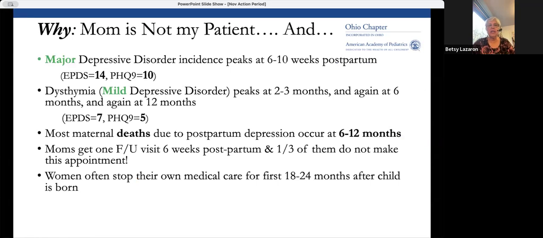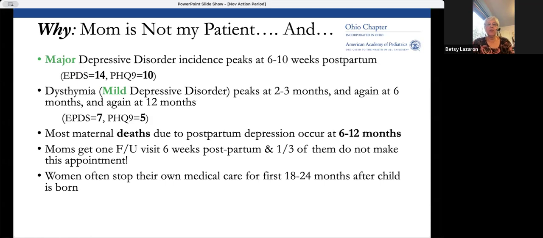Okay, why am I doing this? The mom's not my patient. Why is this my problem? Because major depressive disorder peaks at 6 to 10 weeks postpartum, not at 2 weeks, not at the immediate postpartum period.